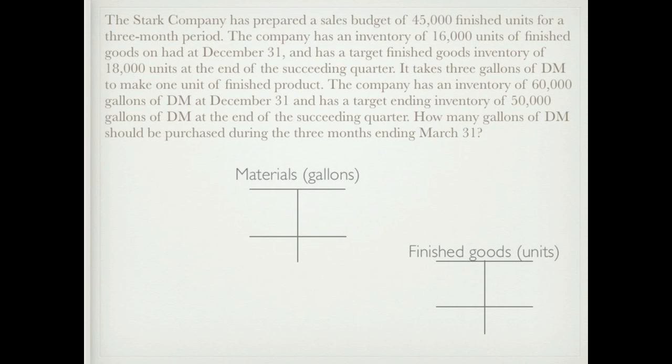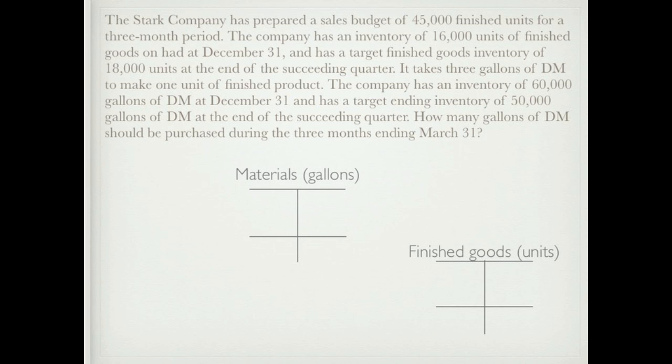The Stark Company has prepared a sales budget of 45,000 finished units for a 3-month period. The company has an inventory of 16,000 units of finished goods on hand at December 31st, and has a target finished goods inventory of 18,000 units at the end of the succeeding quarter.